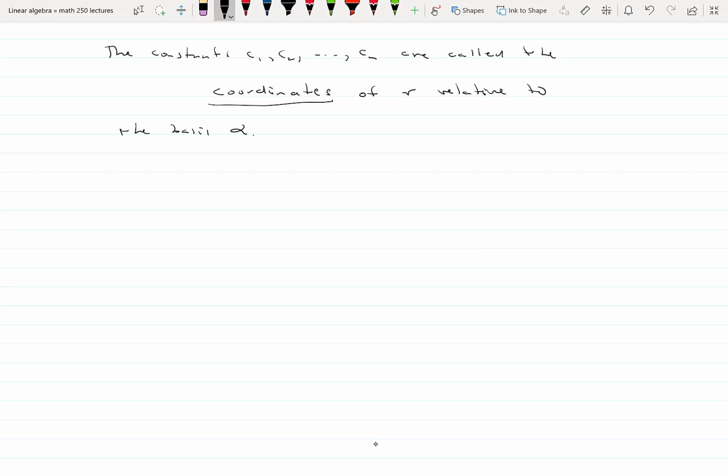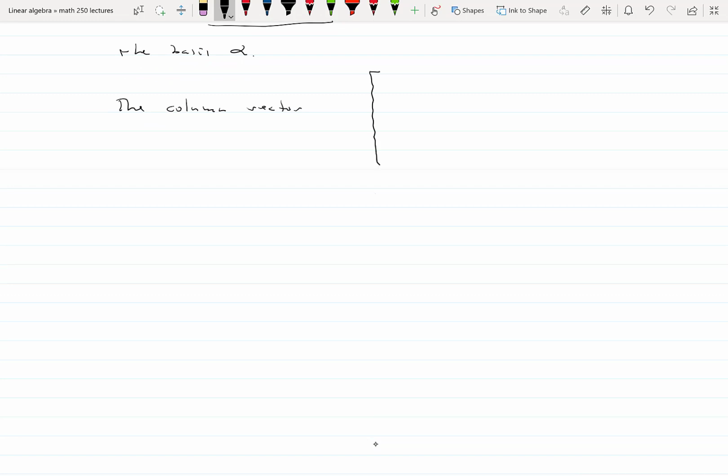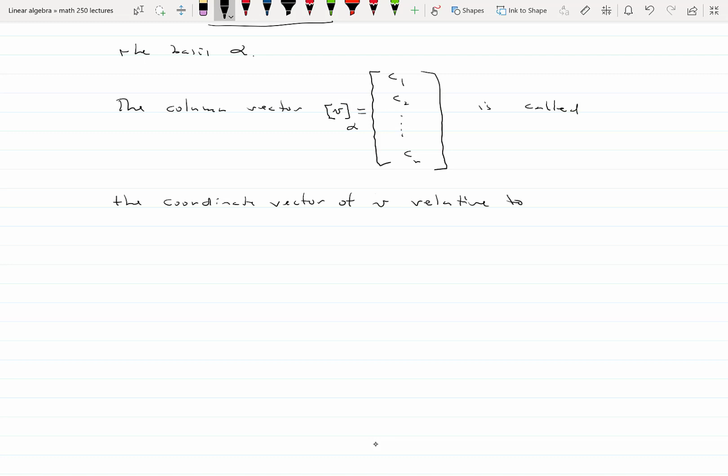Okay. The column vector, let's write that column vector here. The column vector made up of those constants, c1, c2, all the way up to cn, is denoted by, in brackets, v sub alpha. That column vector is called the coordinate vector of v relative to the basis alpha.